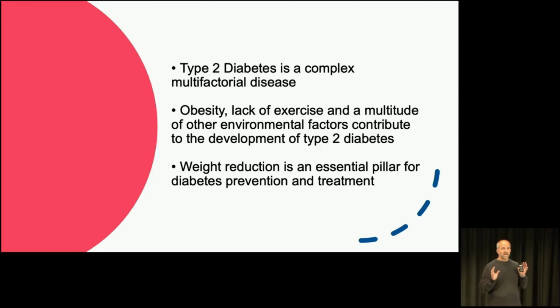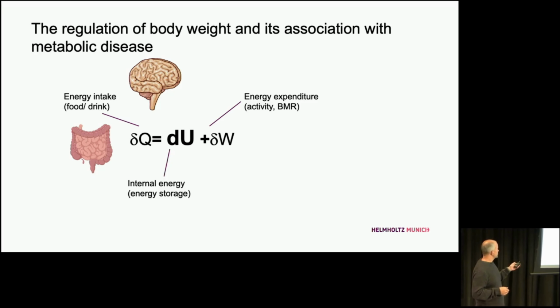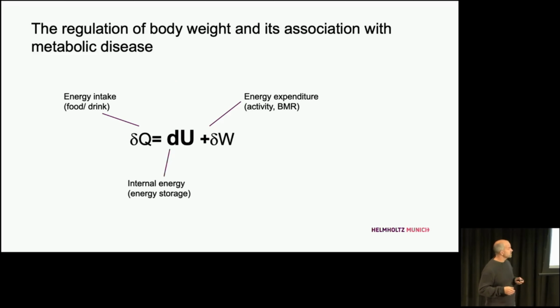So one primary goal is always that weight reduction is an essential pillar of diabetes prevention and treatment. Having understood this, the next question is, how is body weight actually regulated? And what I learned is never argue with physics. When we look at body weight regulation, it actually follows very basic laws of thermodynamics, where if we translate it to metabolism, it says essentially that the energy intake equals the amount of energy that we expend, and the rest is going to be stored. Yeah? So that's as easy.